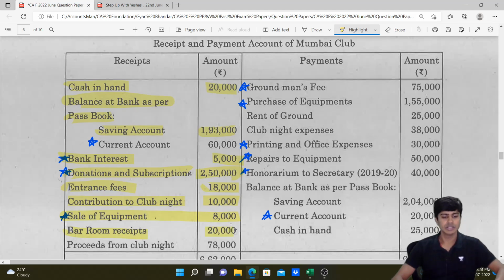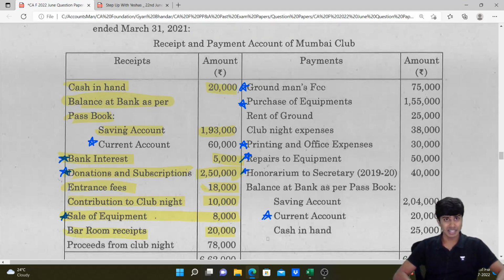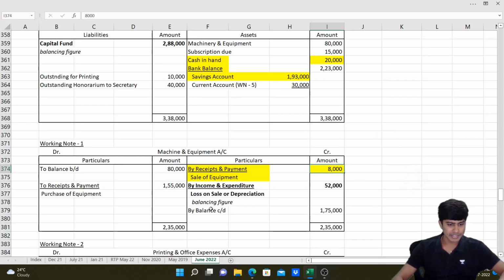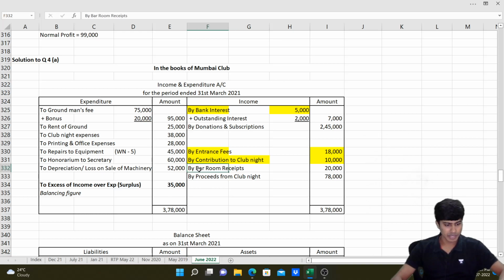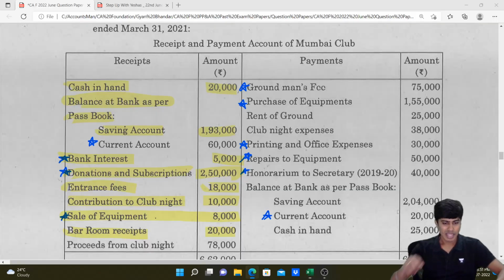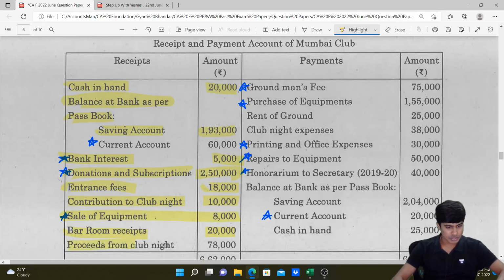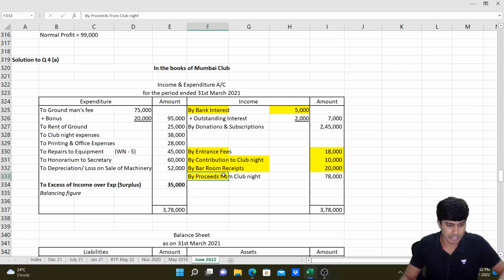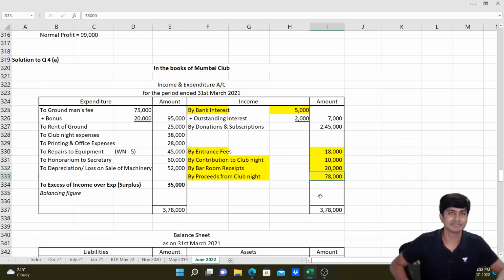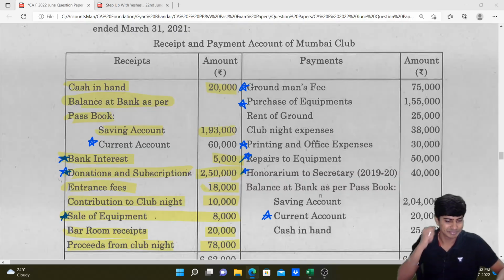Bar room receipts 20,000. When we have bar room receipts of 20,000, this is income and it will go to income and expenditure, credit. So I'll write here in income and expenditure account, by bar room receipts 20,000. Then proceeds of club night 78,000 rupees. That will become income. So I'll write in my income and expenditure account on the credit, income 78,000 rupees as proceeds from club night.